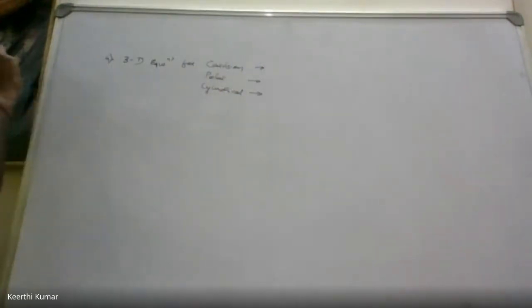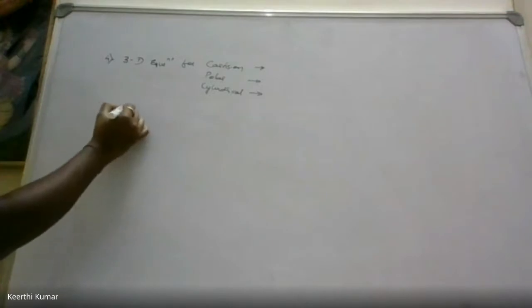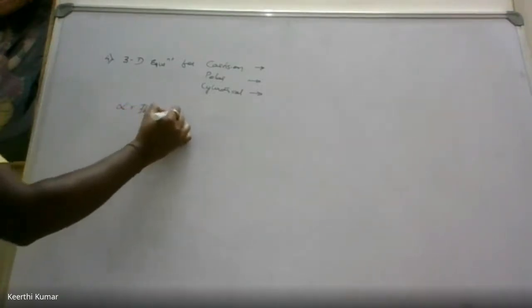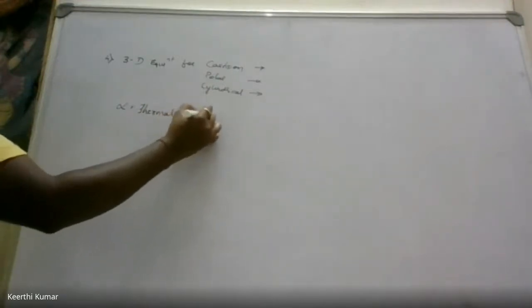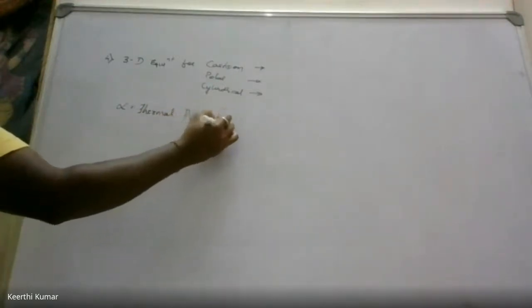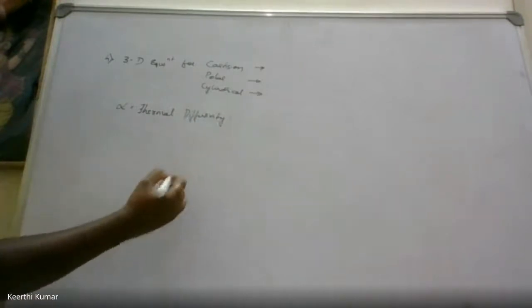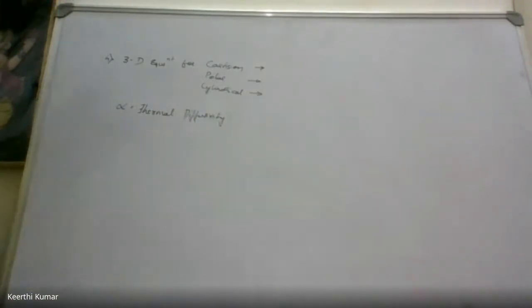In that Cartesian equation, we will have one term called alpha. What is this alpha? It is called thermal diffusivity. What is the formula for alpha, thermal diffusivity? Do you remember? Thermal diffusivity. Just a minute, I'll check.